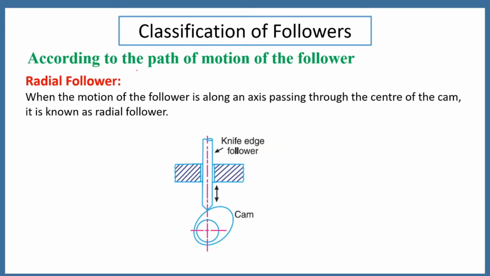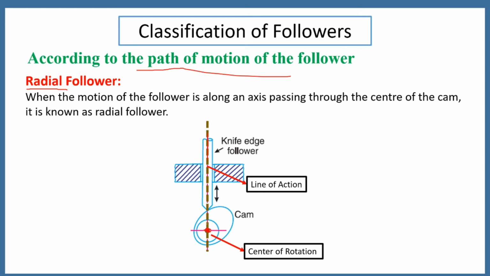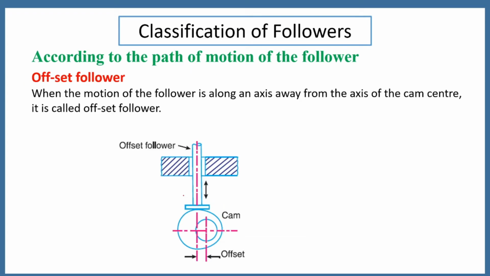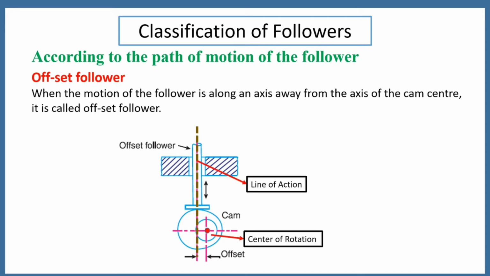Next one is according to the path of motion of the follower. First one is the radial follower. Radial follower means the line of action of this follower passes through the center of rotation of the cam at this location. That's why it is called the radial follower. Now the second one is the offset follower. In this case, this is the center of rotation, and the line of action of the follower is offset by some distance, which is called the offset follower.